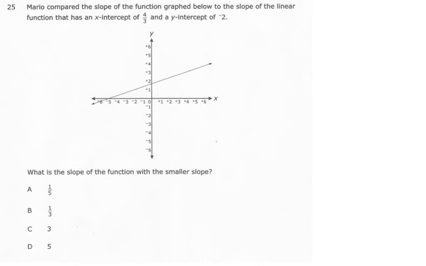Alright, number 25. Mario compared the slope of the function graphed below to the slope of the linear function that has an x-intercept of 4/3 and a y-intercept of -2. Well, right away I see that we're basically just comparing these two slopes. And it says, what is the slope of the function with the smaller slope? What does smaller mean here?